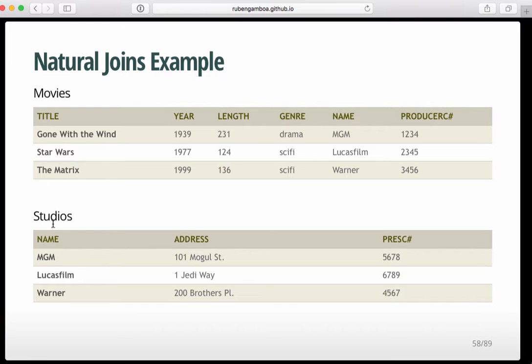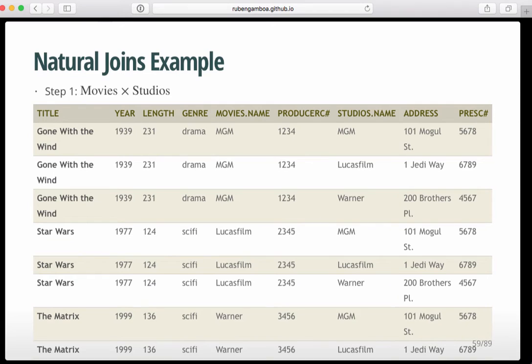We have 3 of those. The studios, again, we have 3 studios. Okay. So step 1. This is very important. Okay, guys. Step 1, movies, cross product, studios.